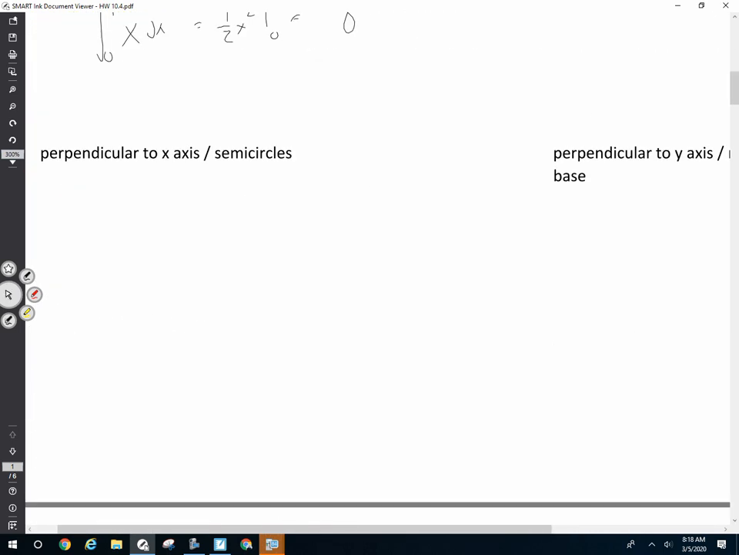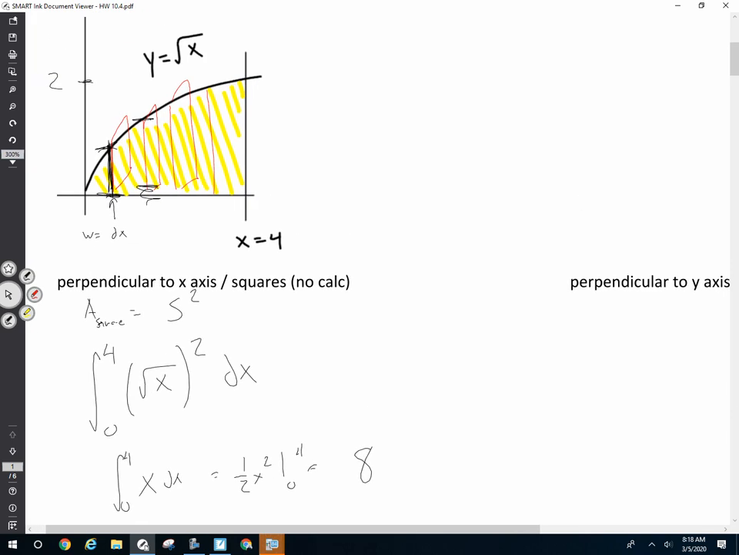Okay, perpendicular to the y-axis that are squares. All right, so now I'm placing squares that are perpendicular to the y-axis. Here's my base length of the squares, and here's my squares popping up here. Here's my squares popping up here. Here's my squares popping up there.